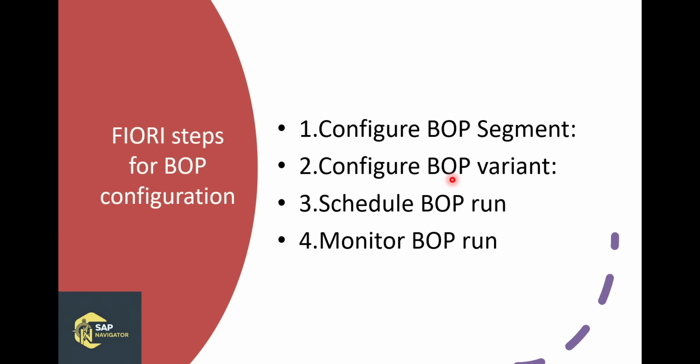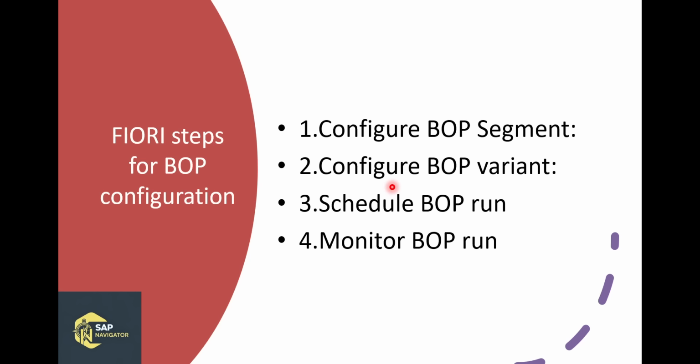Like in S4, we also used to create batch jobs for automatic invoice creation, automatic picking, PGI, all those things. Similarly, we will have a program, and for that program we will create a variant, and then by combination of program and variant we will create a job. That job will have the frequency. Frequency is nothing but minutes, hours, daily, monthly. So we will set the frequency, and then based on the frequency the job will run automatically.